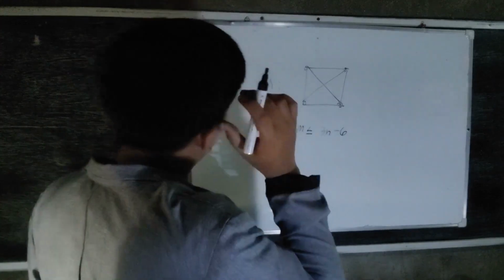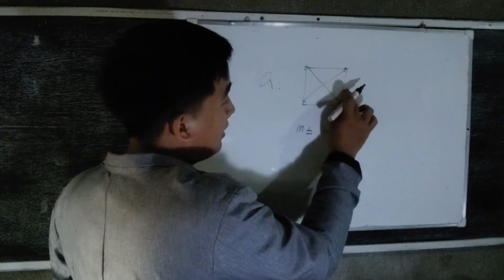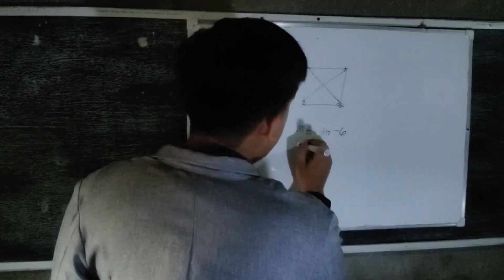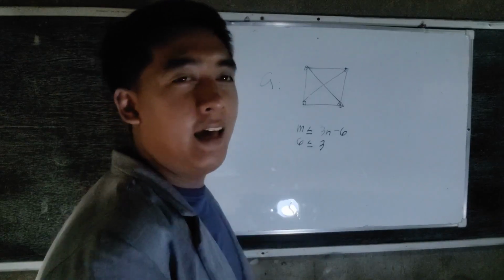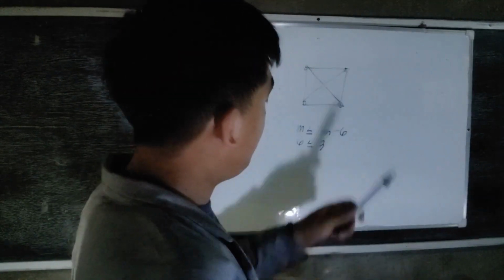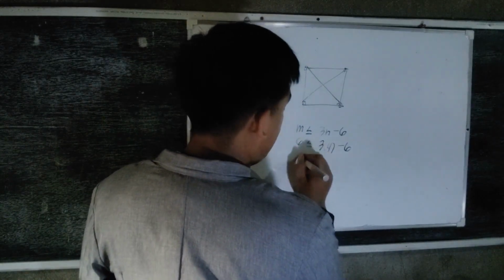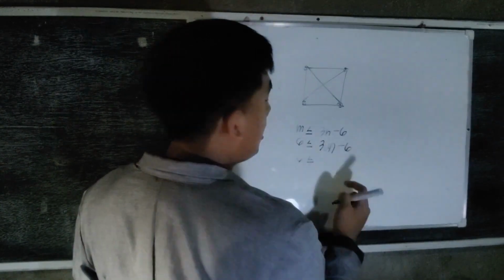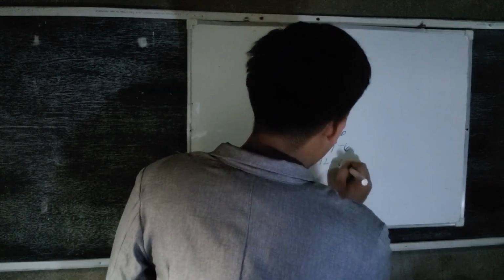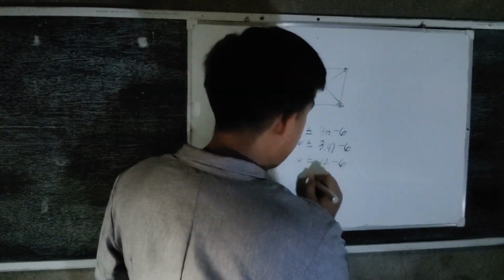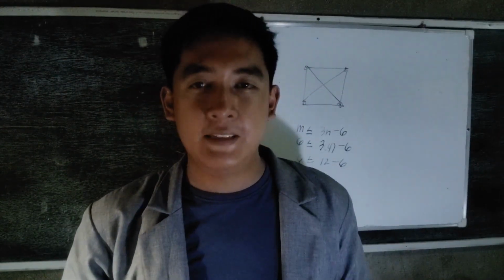So how many size? How many edges does this have? 1, 2, 3, 4, 5, and 6. 6 is less than or equal to, how many vertices? 1, 2, 3, 4. 3 times 4 minus 6. So 6 is less than or equal to 3 times 4, that is 12, 12 minus 6. So we have here 6 is indeed less than or equal to 6.